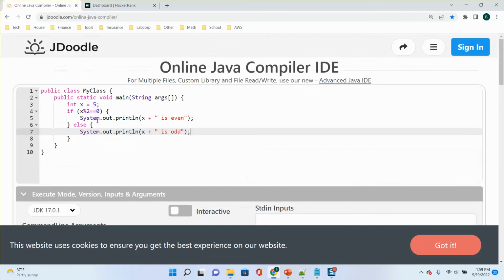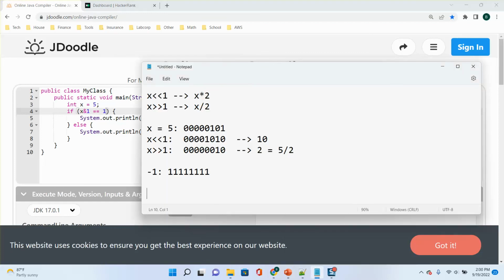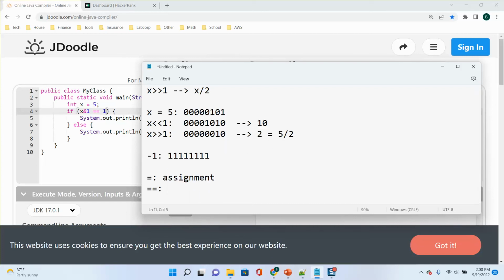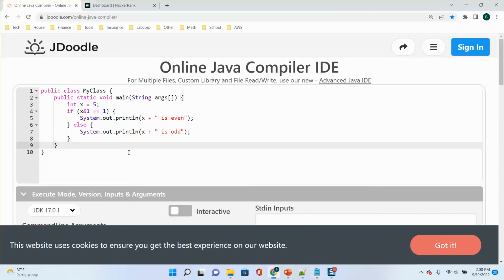But I can use another way, use the bit operator. I don't use the mod sign. I use the bit operator. Be careful: the single equal sign is assignment, it assigns 5 to x, and the double equal sign is comparison. So be very, very careful. Equal sign is assignment and double equal is the comparator. They're two different concepts.